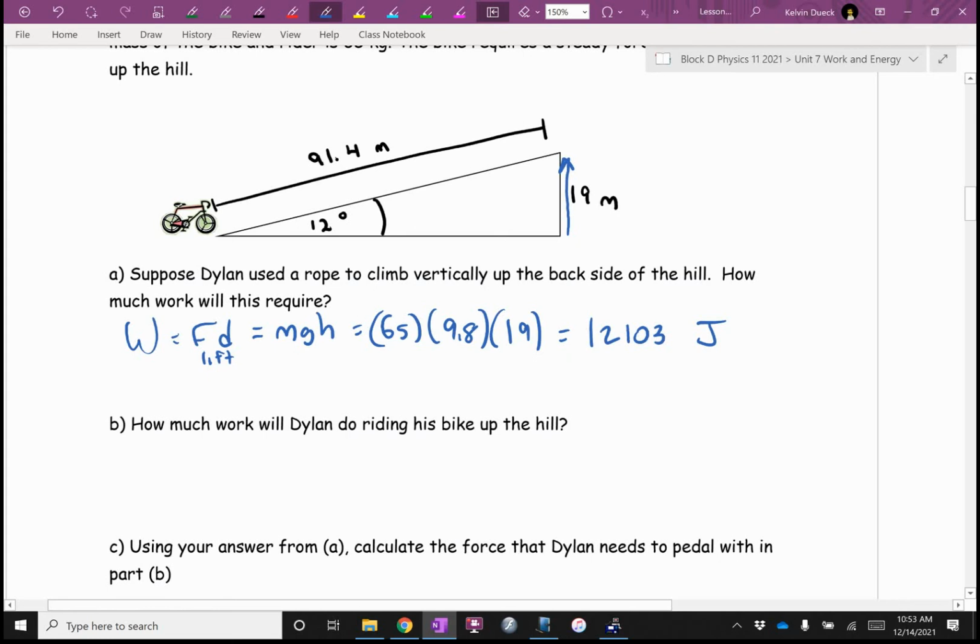When you're going up a hill, what force are you doing work against? What direction is gravity? Vertical, up, down, but in the vertical direction. If you know your vertical height, that's the work. Same answer.